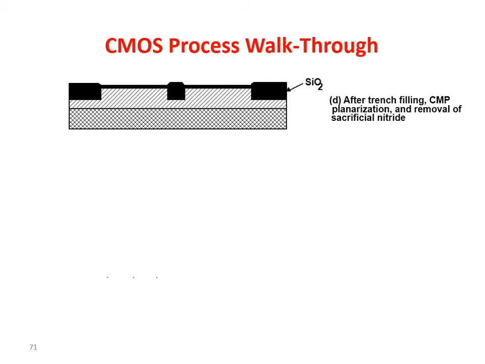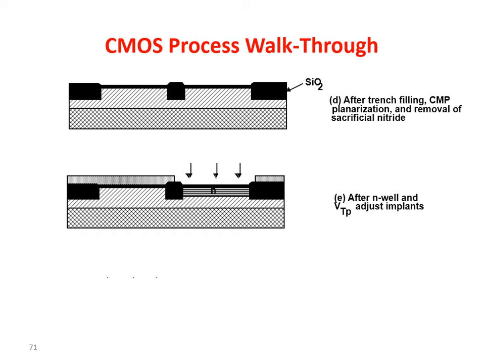After that, we need to remove the nitride layer, or at the same time, basically, because CMP can also remove the nitride layer. So we remove the nitride. There's no more nitride here, only the silicon trenches and the oxide that we have deposited before. Then we go and we define the wells. So first the N implant. Here we're going to have PMOS transistors, so we need an N well.